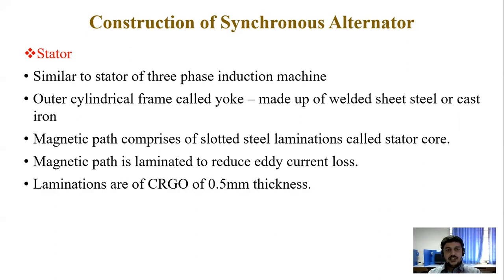Now, these laminations are made up of CRGO with 0.5 mm thickness. Each lamination is insulated from its adjacent lamination with a thin layer of varnish, so that there will be no electric connection or electric contact between two adjacent laminations. So they are electrically isolated from each other.